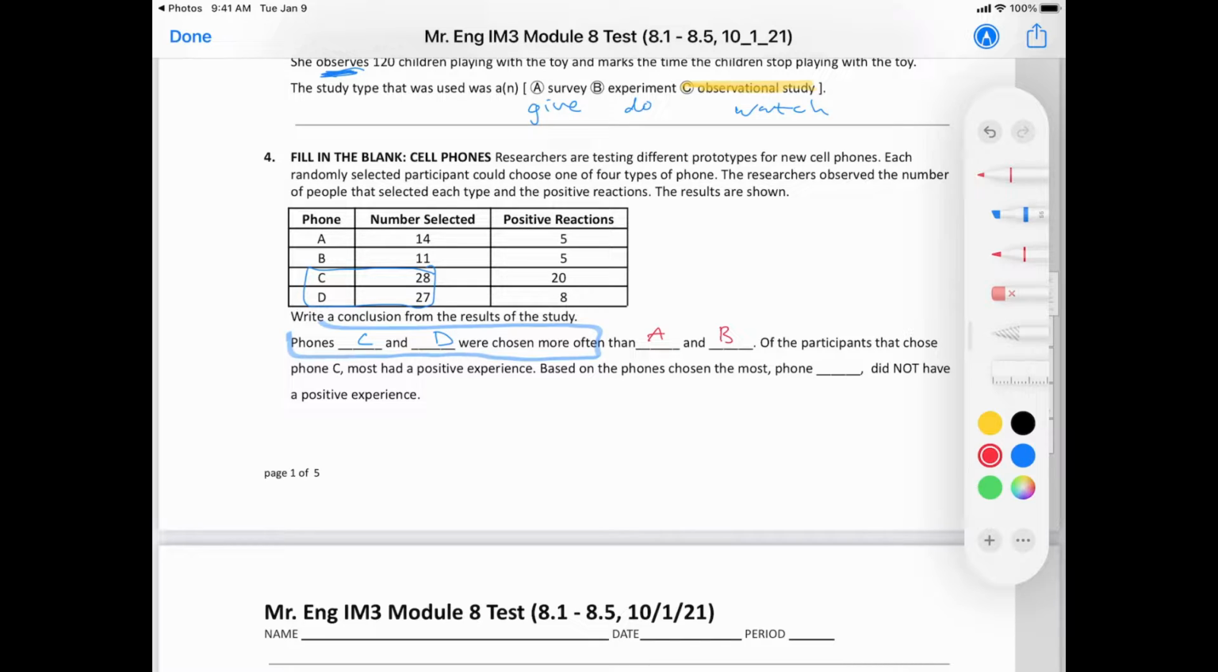Of the participants that chose phone C, most had a positive experience. Based on the phones chosen the most, so that's between C and D, phone blank did not have a positive experience. So that would be, I think, D right there. Based on the phones chosen the most, which one had a negative reaction?